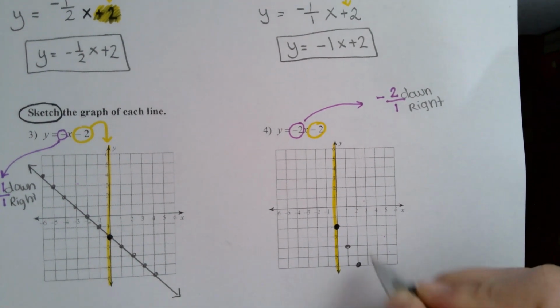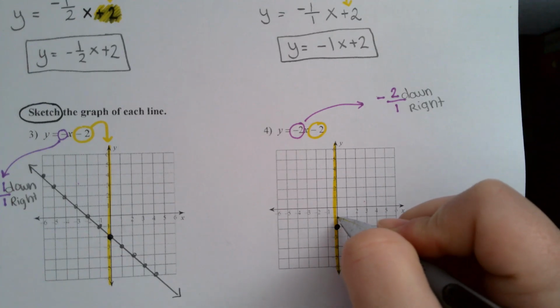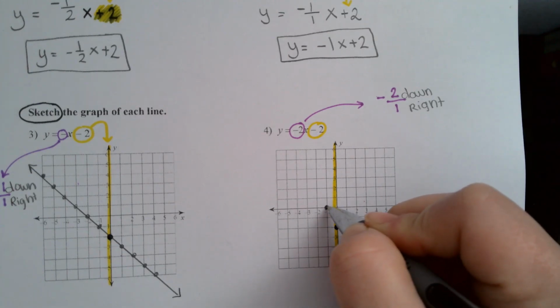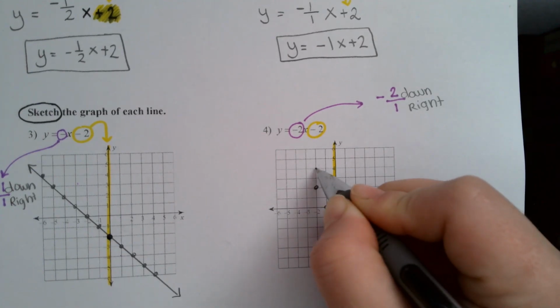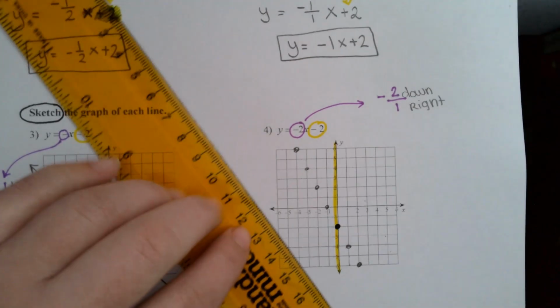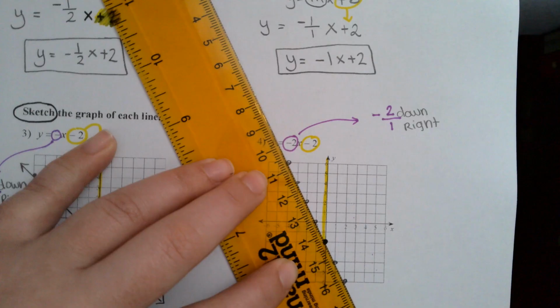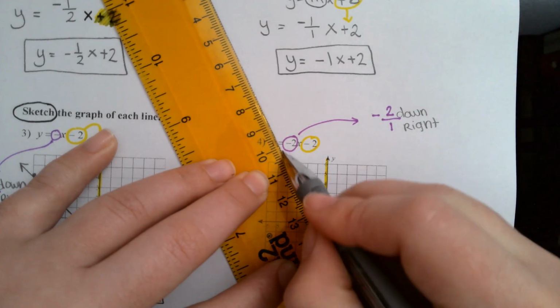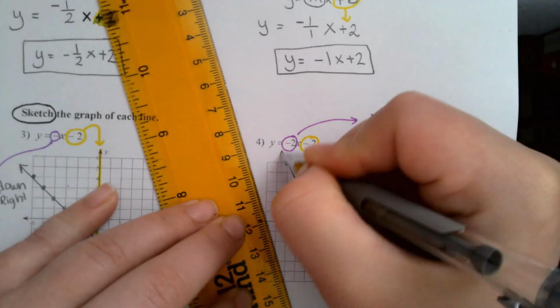Once you run out of space, go ahead and now do the opposite. So 1, 2 up, 1 to the left. 1, 2 up, 1 to the left. Until you run out of space. Once you do run out of space, you're going to draw the line. And here you have it.